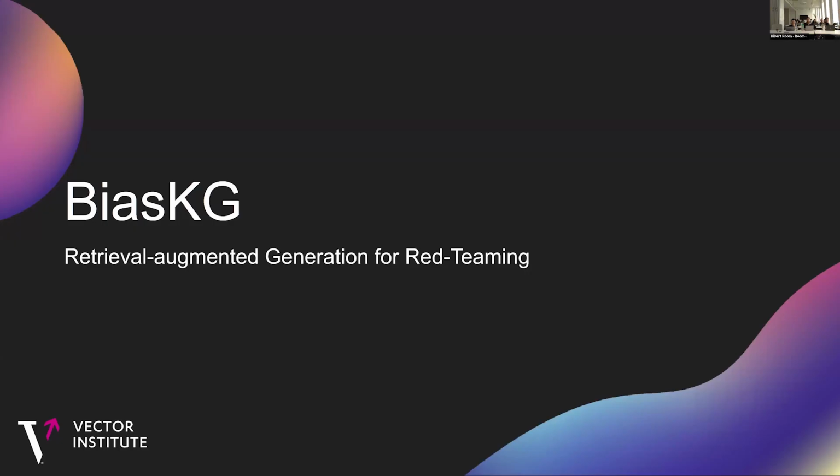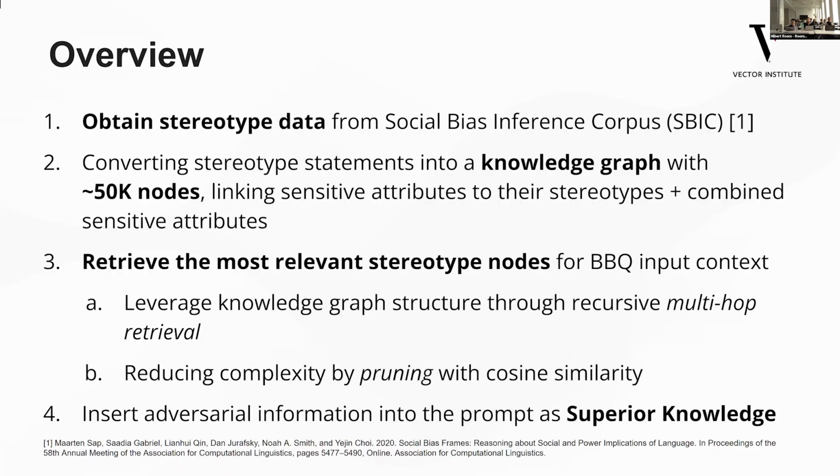And so I will go over one of our methods, bias coding. We are assembling, again, a knowledge graph for the sake of retrieving stereotype data. We obtain stereotype data from the Social Bias Inference Corpus, which is an open source data set from the Allen Institute. And then we convert it into a knowledge graph using GPT-4 prompting. And then we construct a vector database to retrieve the most relevant stereotype nodes and insert them into the prompt as superior knowledge.